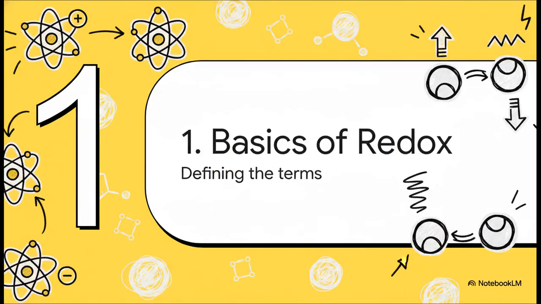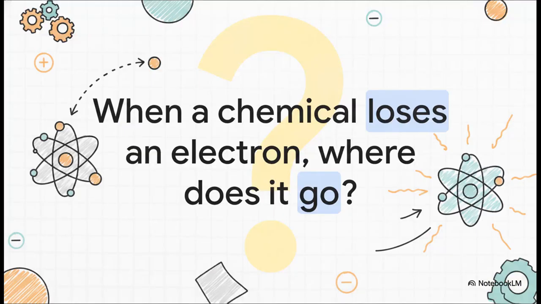So, part one, the basics of redox. Let's define exactly what we mean when we say a chemical has been oxidized or reduced. This terminology can honestly trip people up, but it is the absolute foundation of our entire investigation here. Think about this: when a chemical loses an electron, where does it actually go? We have to remember a fundamental rule of the universe here. Chemical reactions never happen in isolation. If something is lost, something else must gain it.